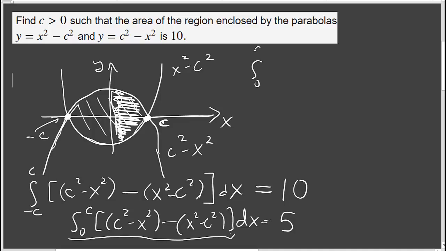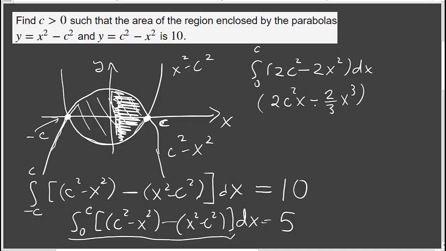So simplifying this down, we'll have the integral between 0 and c of 2c squared minus 2x squared, just distributing the negative sign and combining terms. And now when we integrate, the integral of 2c squared, which is a constant with respect to x, will just be 2c squared x. And the integral of minus 2x squared with respect to x will be minus 2/3 x cubed. And all of this evaluated between 0 and c has to equal 5.